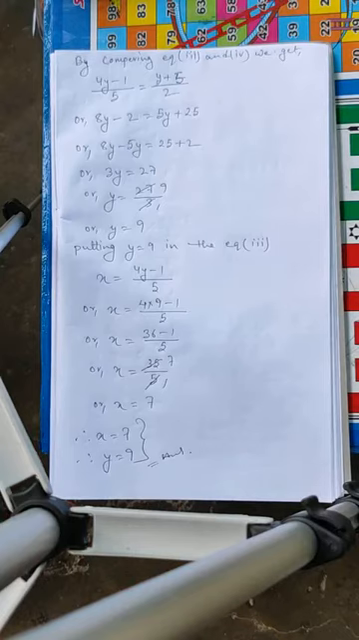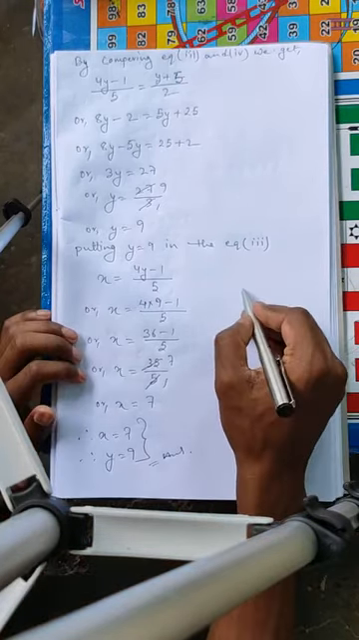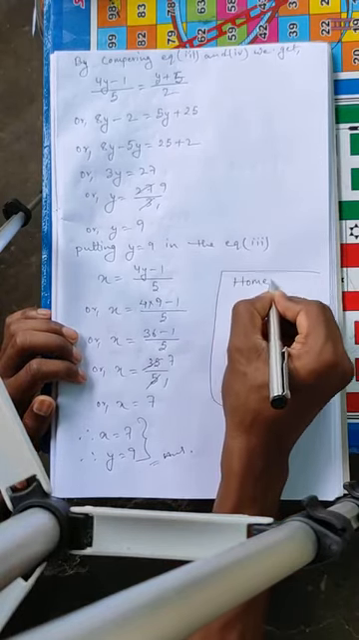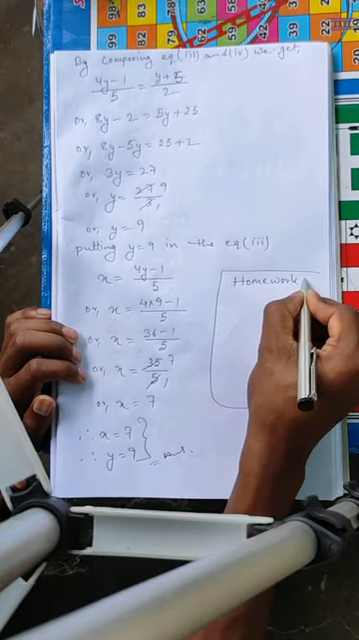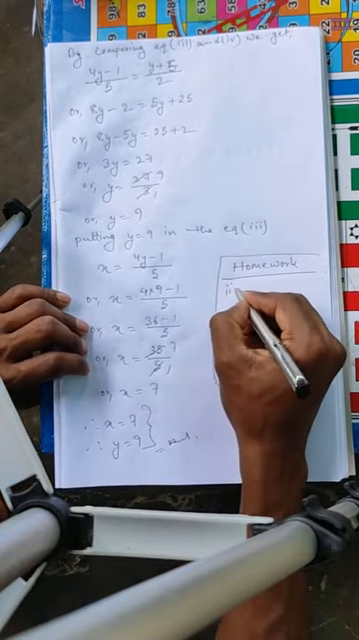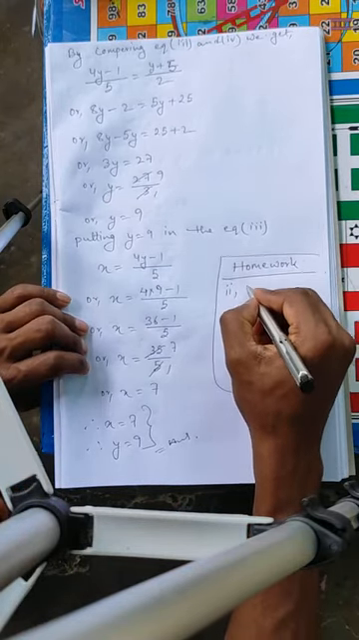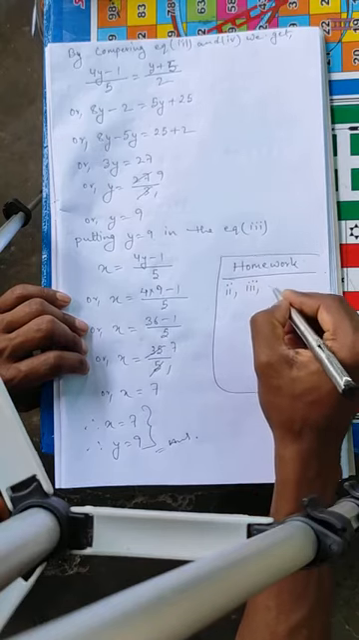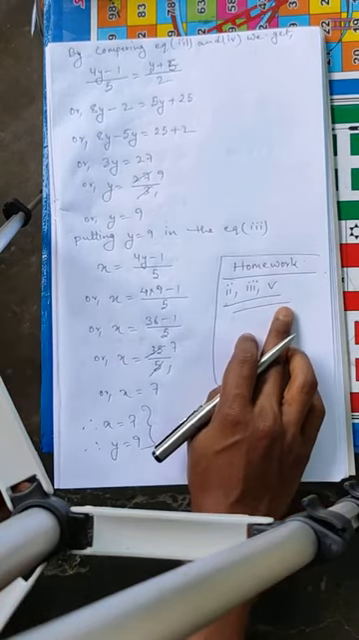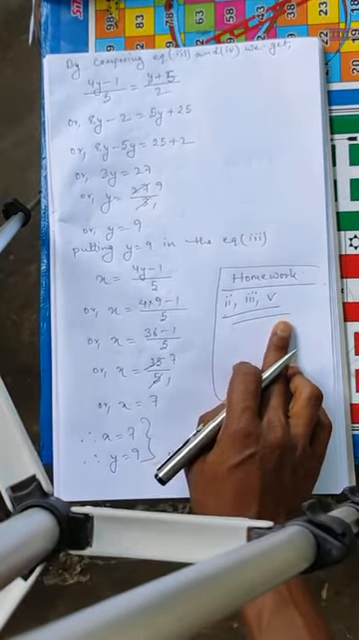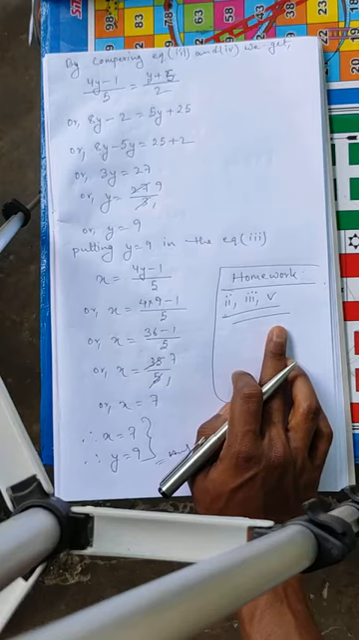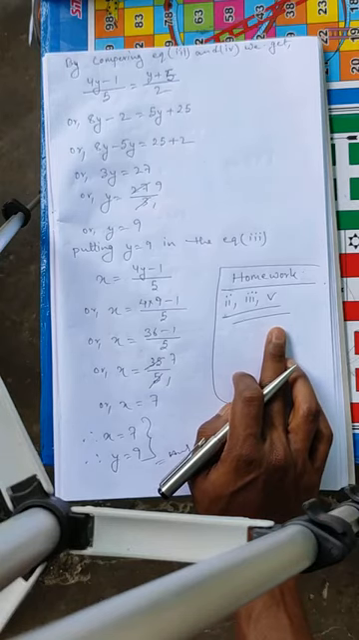Your homework is number 2, number 3 and number 5. You have to do it yourself. If you cannot understand, then ask me on WhatsApp. Okay, thank you.